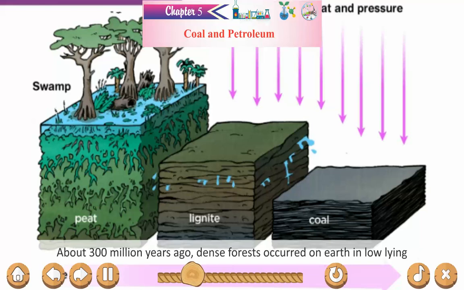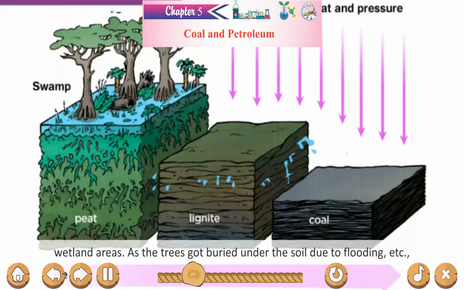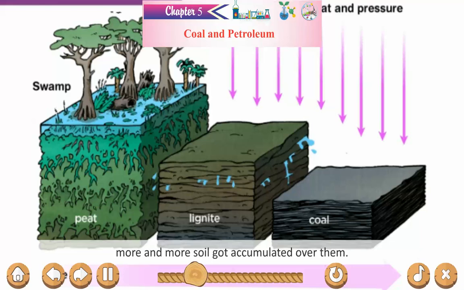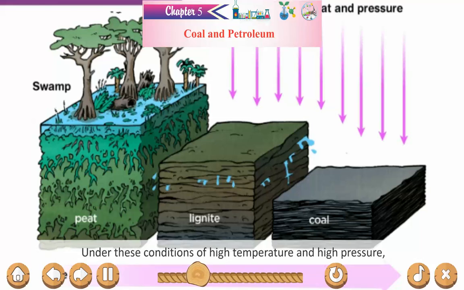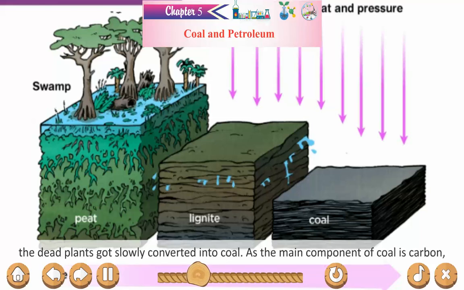Formation of coal. About 300 million years ago, dense forests occurred on earth in low-lying wetland areas. As the trees got buried under the soil due to flooding, etc., more and more soil got accumulated over them. As a result, they got compressed. The temperature increased as they sank deeper. Under these conditions of high temperature and high pressure, the dead plants got slowly converted into coal.